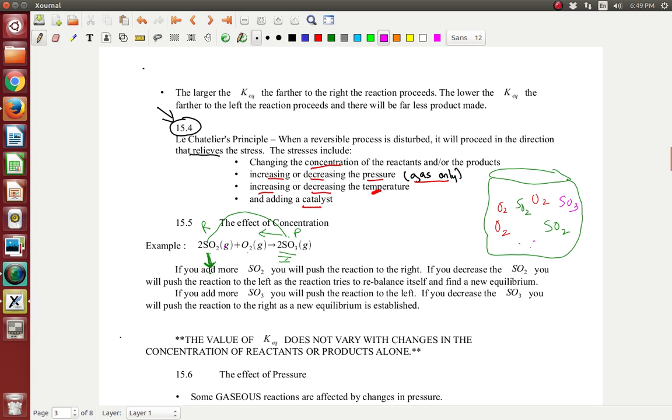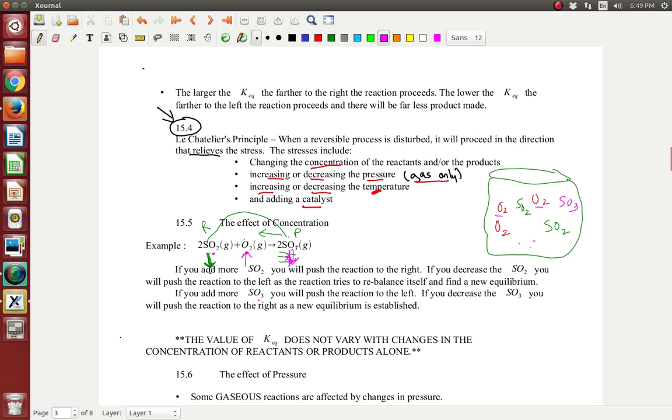When I shift this way, the concentration of the SO3 is going to go down, because you see that this SO3 got used and turned into more oxygens and more SO2s. What happens to the concentration of oxygen? When I shift from the product side to the reactant side, I made more oxygens, so the oxygen concentration went up.